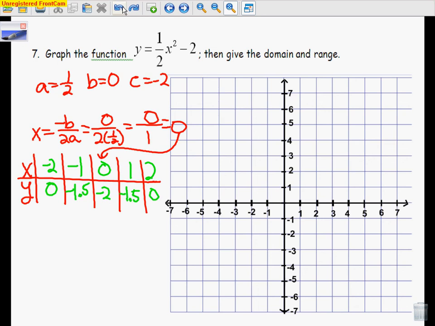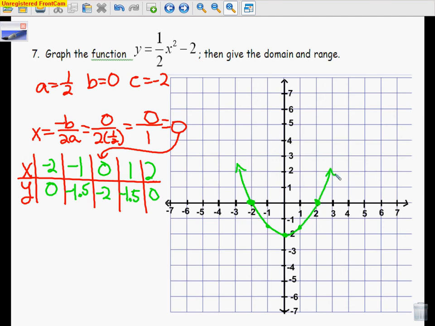So let's go ahead and plot our points. Negative 2, 0. That was our first ordered pair. Negative 1, negative 1.5. So here's negative 1. Negative 1.5 is about here. 0, negative 2. 1, negative 1.5 is about there. And then 2, 0 is here. Then when you graph the parabola, you plotted your points, you connect them with a smooth curve. So I'm just going to go ahead and make my little arms of my parabola there.